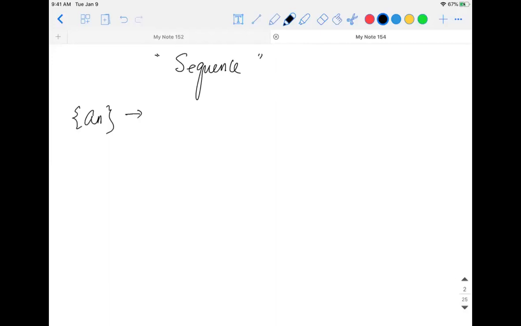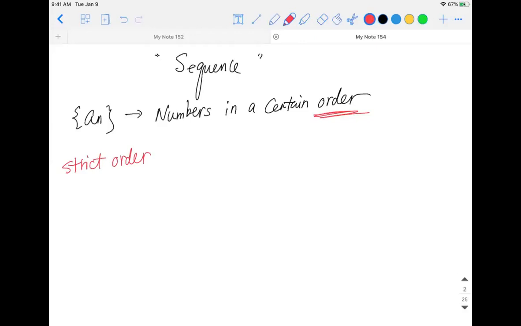The sequence definition is very understandable. It means numbers in a certain order, right? Numbers in a certain order we can call a sequence. This order can be defined from different perspectives. You can have a very strict order. Let's say we might be familiar with the arithmetic sequence, right?